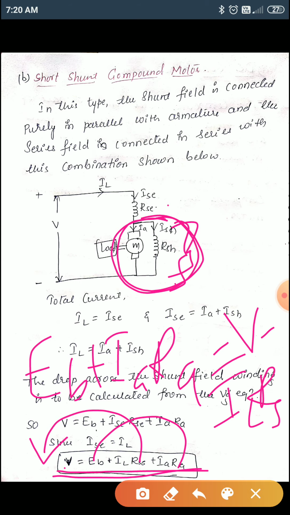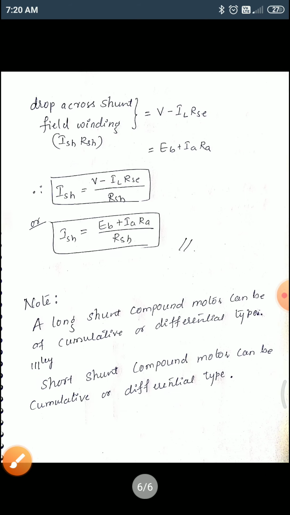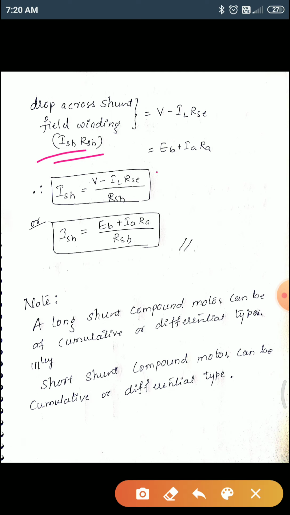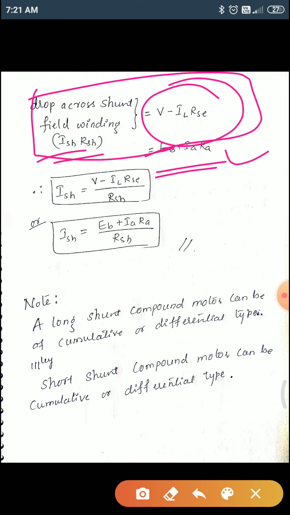So the voltage across the shunt field winding, ISH into RSH, as we said, is nothing but your EB plus IARA, right? And this can be written as V minus IL RSC from that previous equation. So from this equation as well, we can write ISH. ISH can be written as V minus IL RSC divided by RSH, or ISH will be equal to EB plus IARA divided by RSH. Any one formula you can use.